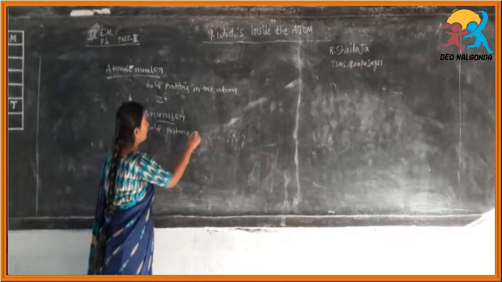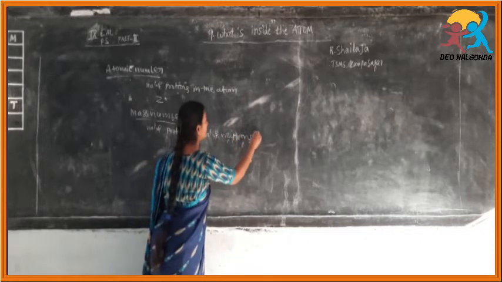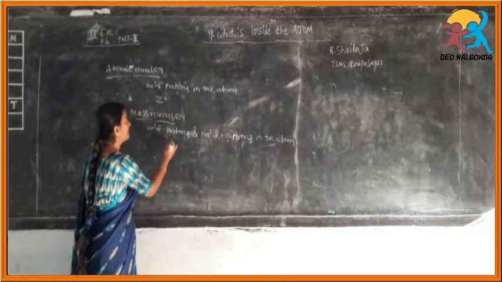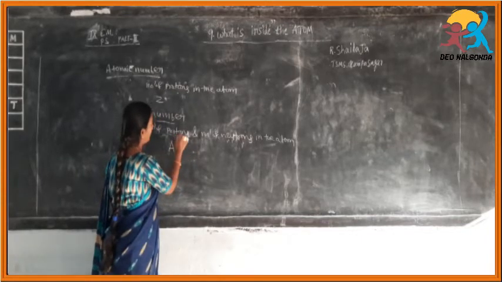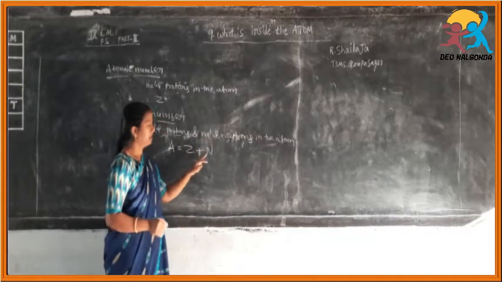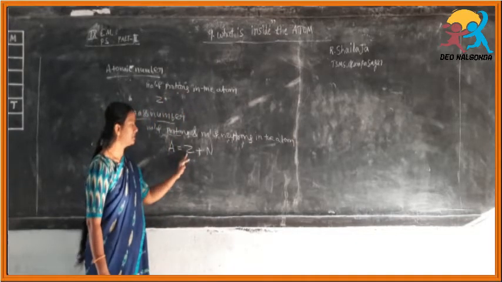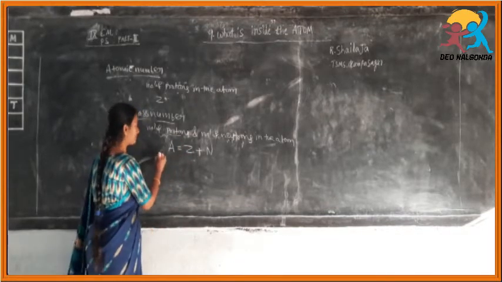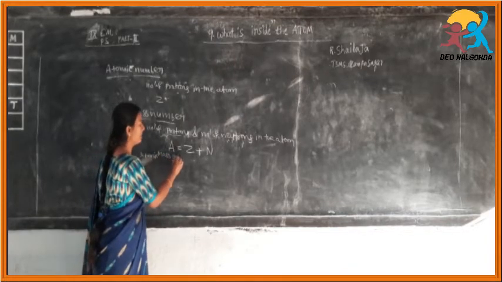Number of protons and number of neutrons in the atom. Okay, it is represented with A. Number of protons is considered as Z. And number of neutrons is represented with N. N represents number of neutrons, Z represents number of protons in the atom, the atomic number. So Z is, indirectly, the atomic number. And A is the mass number, the atomic mass number.